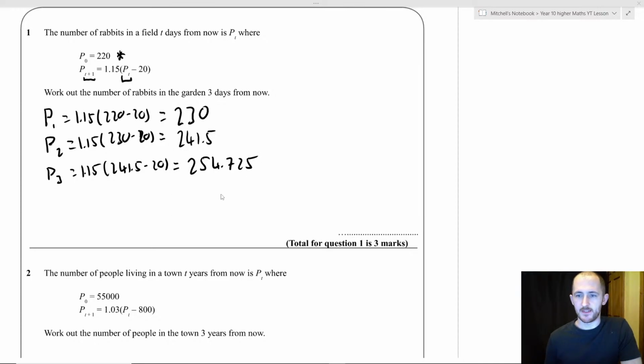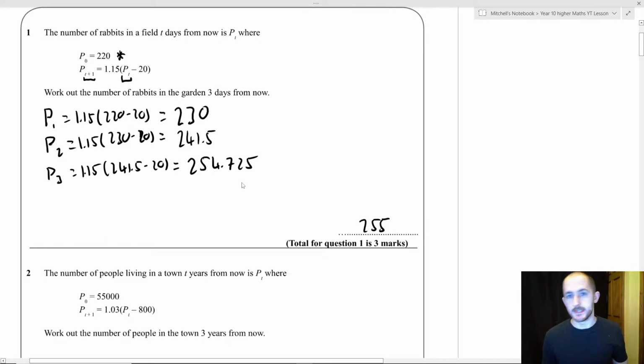Yeah, so this is the legit way to do it, I guess you would call it. However, and again, this is 3 marks, and it didn't take me 3 minutes to do, so it is definitely doable this way. Your answer would probably be 255, you just round up, because they're rabbits, you can't have 0.725 of a rabbit.